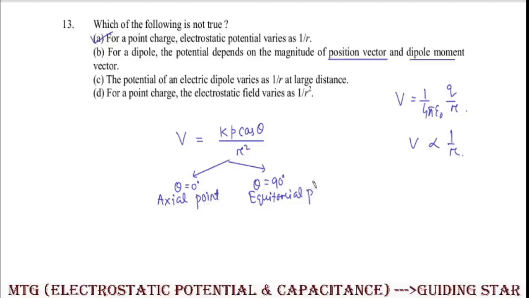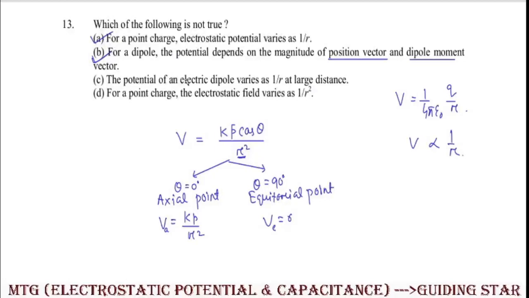Equatorial point. Here in this particular case, if theta is equal to 0 degree, then V equals kp by r square, and here it will be 0. So potential at the equatorial point is 0 and potential at the axial point is 0. In the general case, the potential depends upon the position vector r and the dipole moment vector. That means this option is also correct.